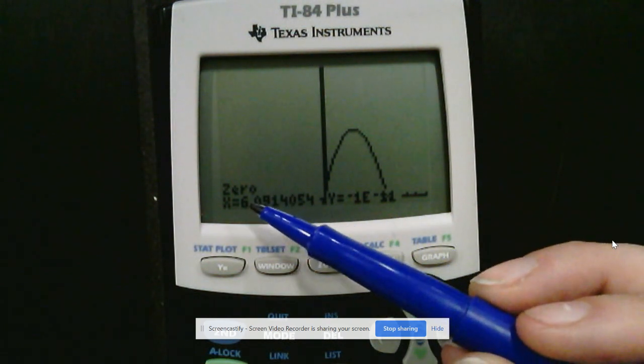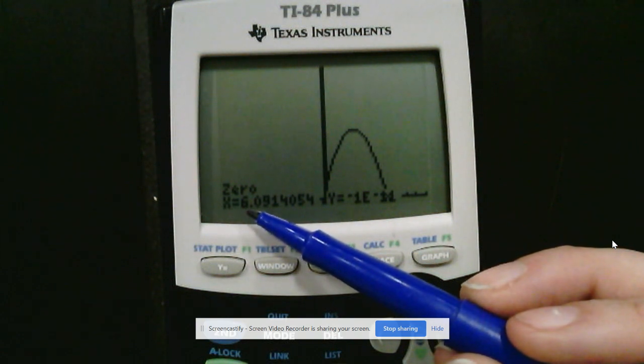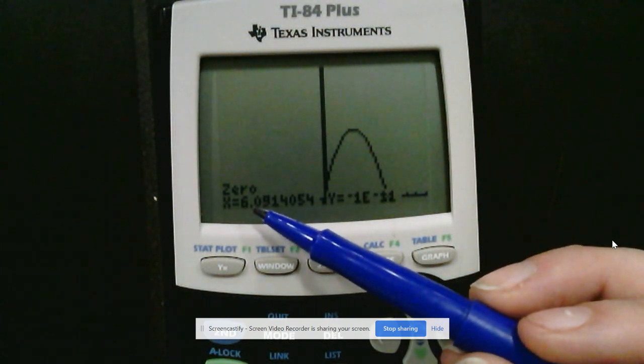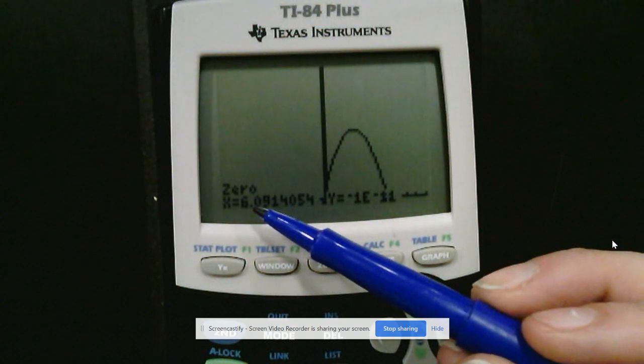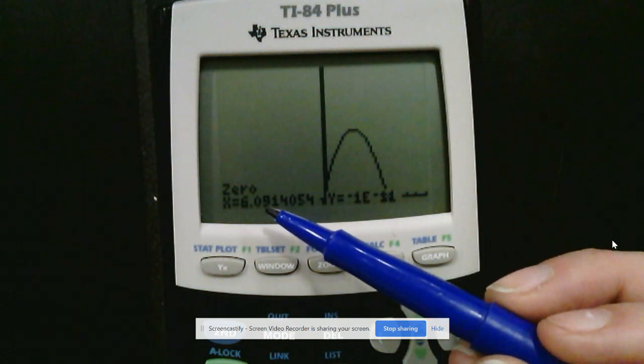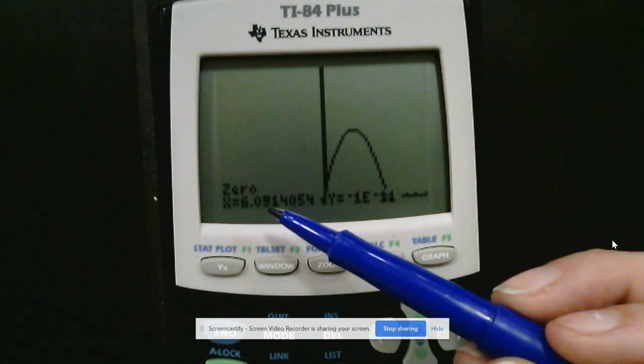What we're focused on is this x value right here. So if I were to round this to the hundredths, it would just be 6.09. And this could, at least in this problem, represent how long the object was in the air.